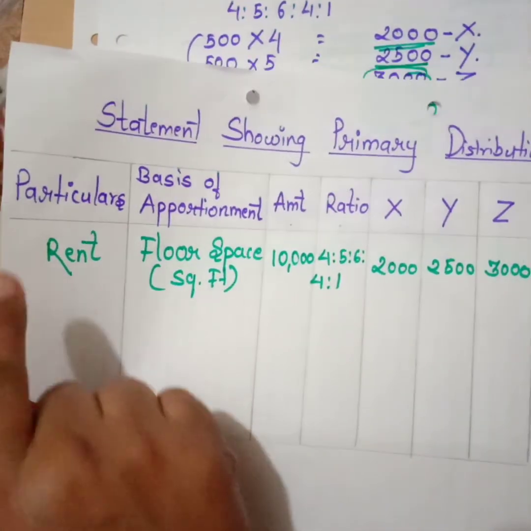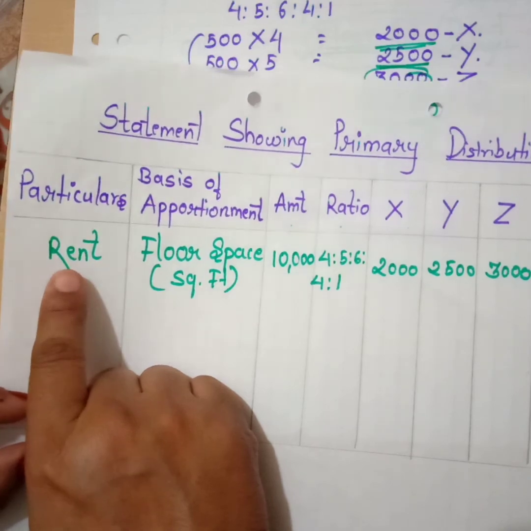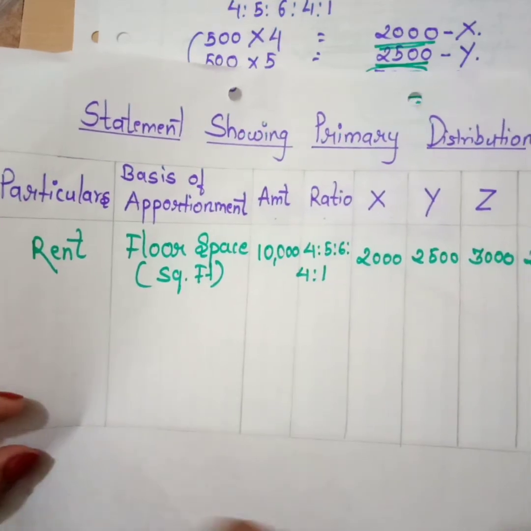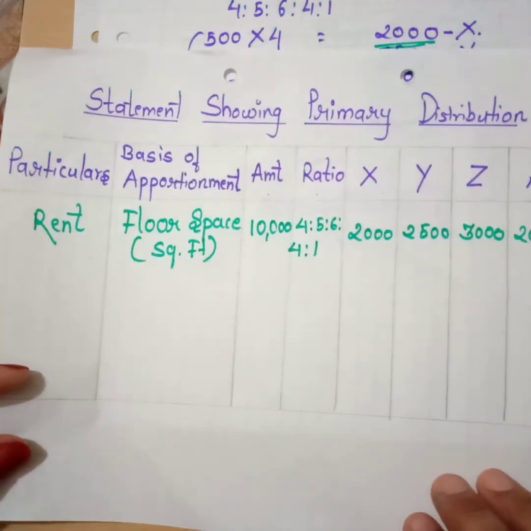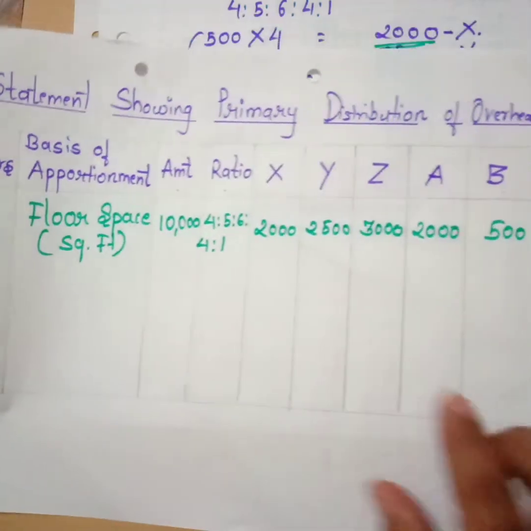Today I have taken only one overhead, that is rent. Further we will see lots more examples. I hope you understood.